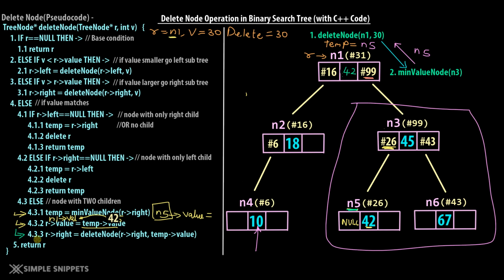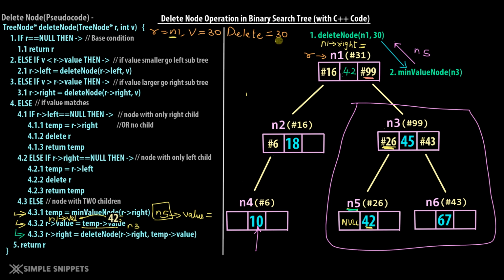In step number 4.3, what we are saying is r of right. So let me just erase this first. We are saying r of right, and r is still n1 only because we are inside the first delete node operation only. So we are saying n1's right equals to, and now we are calling one more delete node operation, but this time we are calling it on the right hand side of n1, that is the right child of n1, which is n3. So r of right is still n3, comma, temp of value. So now the delete node that you want to delete should have a value of 42.